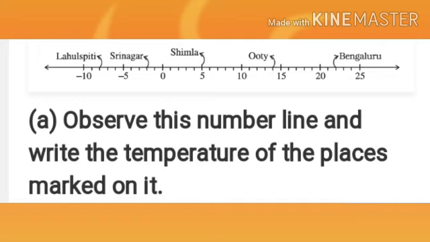0 is the origin in this number line. The places given are Lahulspati, Srinagar, Shimla, Ooty, Bangalore. Shimla, Ooty, Bangalore are on the right side, which means positive integers. Srinagar and Lahulspati are negative integers, which are on the left side of the number line.